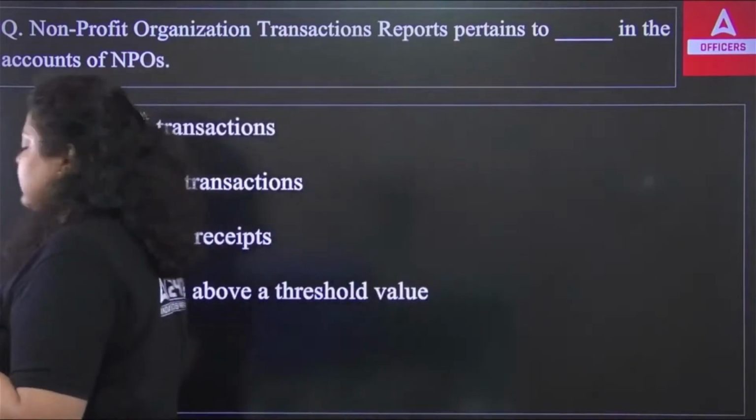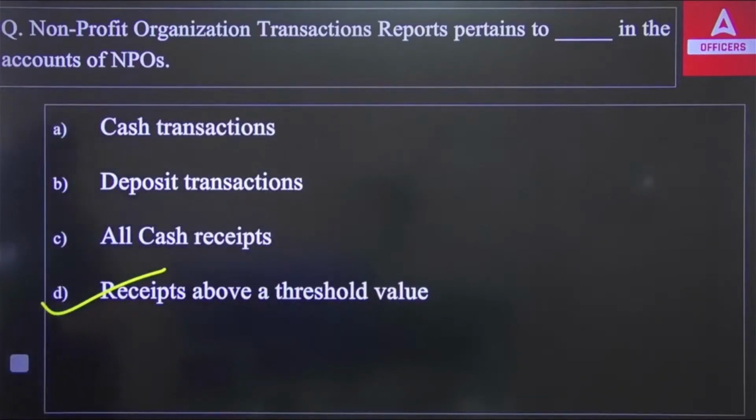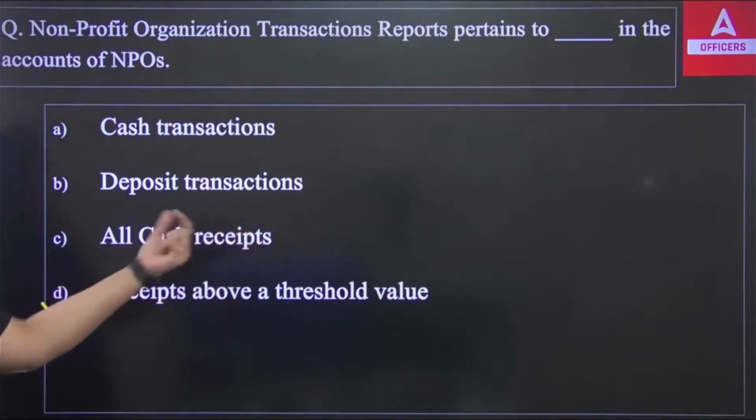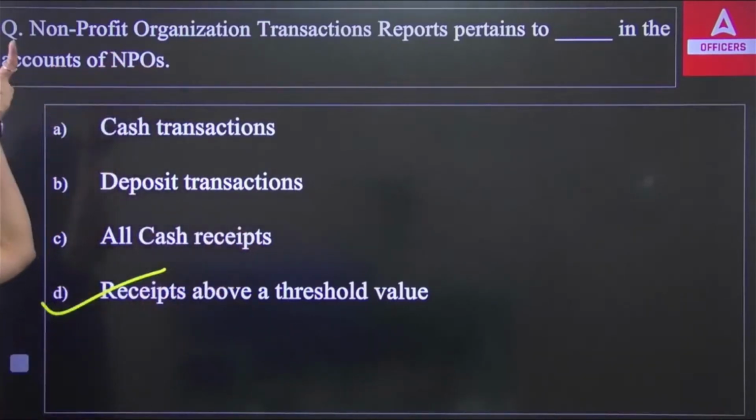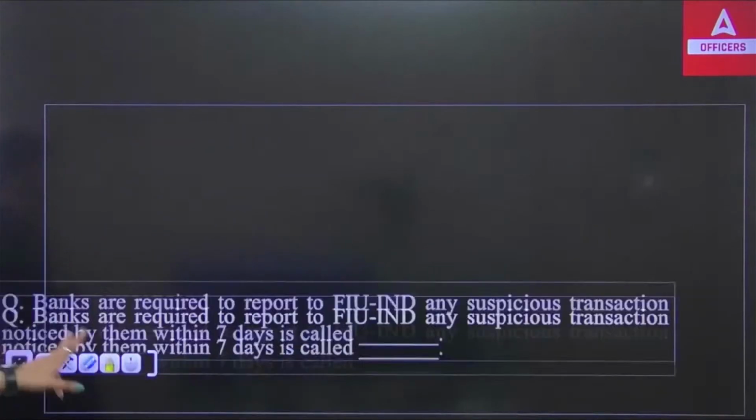And the right answer is in case of receipts above the threshold value that is given by RBI. If your receipts go above this value, then you have to submit this report to the FIUIND. So right answer will be D option.